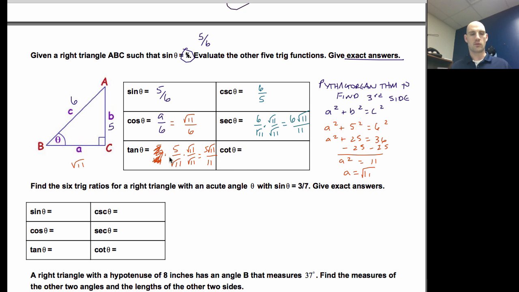Cotangent, really what I'm going to do is I'm going to take and go back to this, because 5 root 11 over 11 is a rationalized version, so it's equal to the original. And so really I can just take this and just flip this over. So I can say this is root 11 over 5. Okay? That's my 6 ratios. So what did I do? Use Pythagorean theorem to find the third side and then filled in my ratios from there.